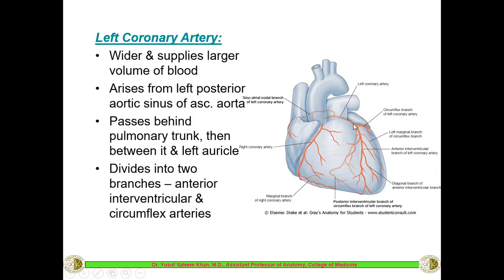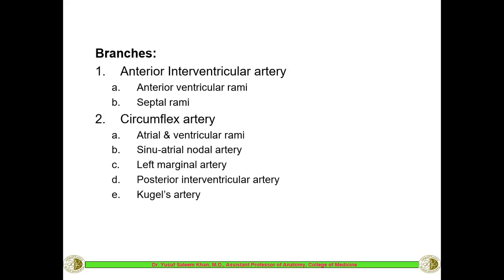Then, as soon as it comes here, it divides into two main branches. One is called the anterior interventricular branch, which you can see here in this picture, and the other is the circumflex branch. Both are branches of the left coronary artery. The anterior interventricular branch will anastomose with the posterior interventricular branch of the right coronary artery, and the circumflex branch also anastomoses with the main branch of the right coronary artery.